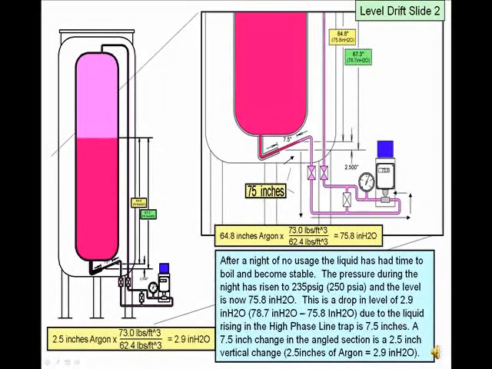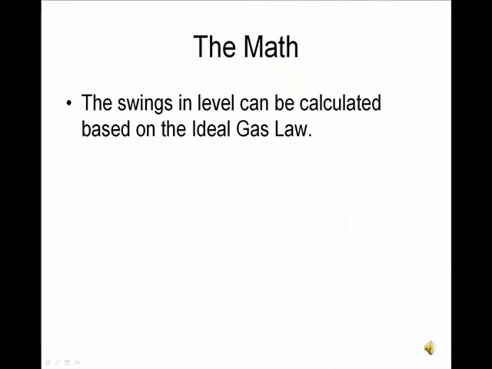With a 75-inch gas space above the liquid in the high phase line, due to ideal gas laws the liquid in the trap will move 7.5 inches. The slope of the high phase line results in a 2.5-inch vertical change. 2.5 inches of argon is equal to 2.9 inches of water, resulting in a new gauge reading of 75.8 inches of water. As mentioned, the swings in level or drift can be calculated. The calculation is based on the ideal gas law.